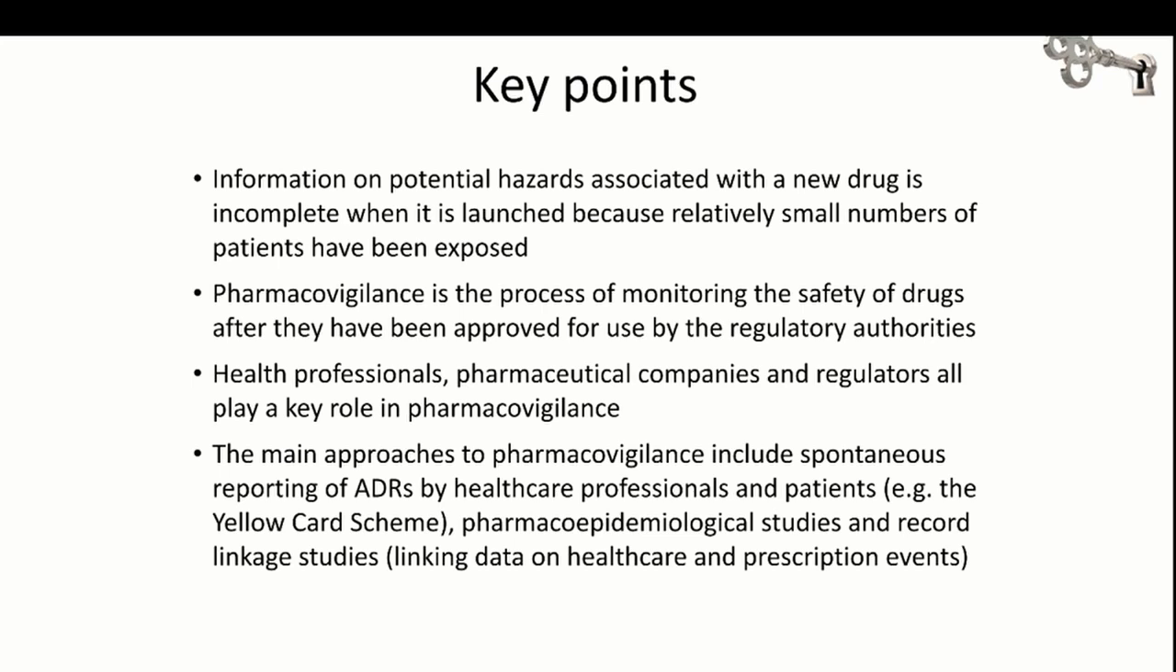That brings me to a brief review of the key points of this presentation. Information on the potential hazards associated with a new drug is incomplete when it is launched because of the relatively small numbers of patients that have been exposed. Pharmacovigilance is the process of monitoring the safety of drugs after they have been approved for use by the regulatory bodies. Healthcare professionals, pharmaceutical companies and regulators all play a role in pharmacovigilance. The main approaches to pharmacovigilance include spontaneous reporting of adverse drug reactions by healthcare professionals and patients, pharmacoepidemiological studies, and record linkage studies.